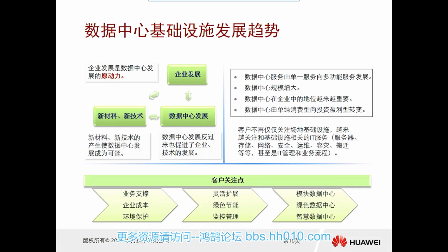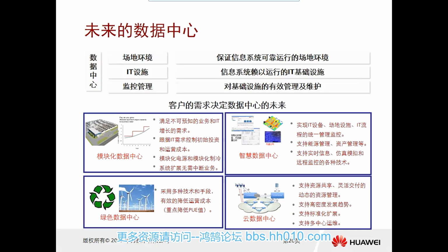It has also become a promoter of the management and development of data centers. So this is the development trend of our data center infrastructure. Let's look at the future. The data center of the future. Actually, the future mentioned here is not very far away. In fact, we are already very close to this kind of future data center, already developing towards higher ideals. We can take a look.